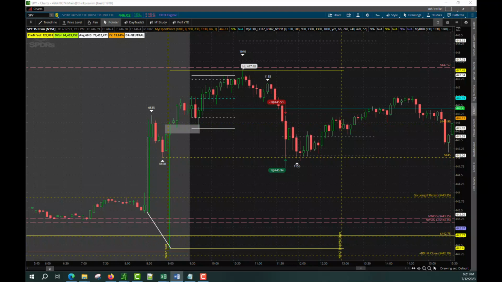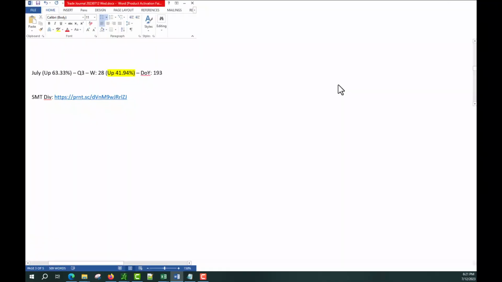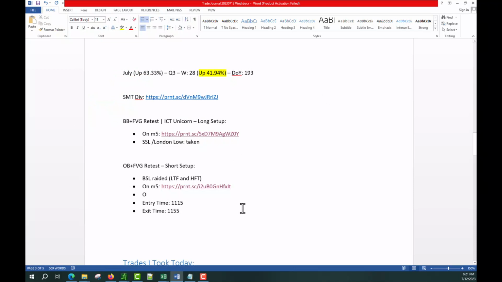Oh, beautiful. So we need to put in our note right here. This is an order block at 10:40, and this is confluent with the DR model, in this case called the retirement setup.